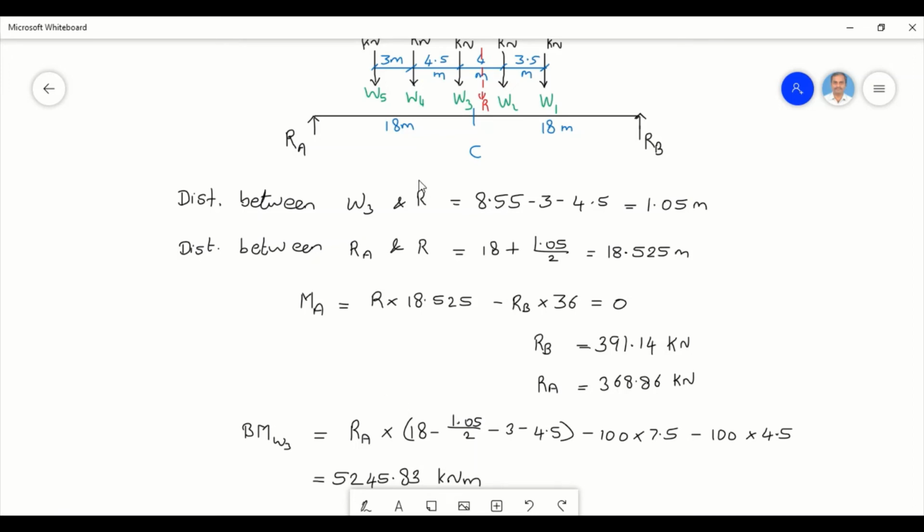And then we are supposed to find the maximum moment just below this W3. Maximum moment below W3. We can consider either to the right of this W3 or to the left of this W3. We will consider to the left of this W3. RA is acting at a distance of 18 minus 1.05 divided by 2. So this is the distance at which this RA is acting from W3.